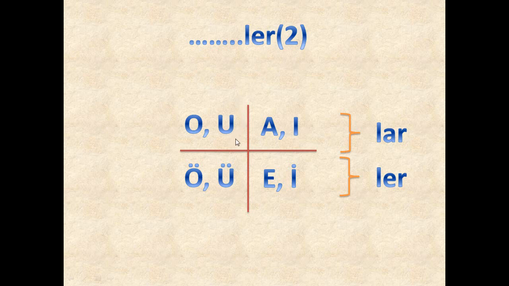Whenever we have the sound O, U, A and I, let's say O, U, A or I, at the last syllable of any word, we are going to use the suffix lar to make that word plural.